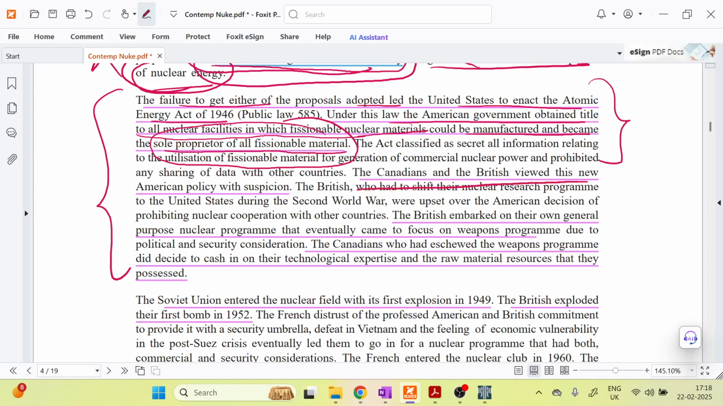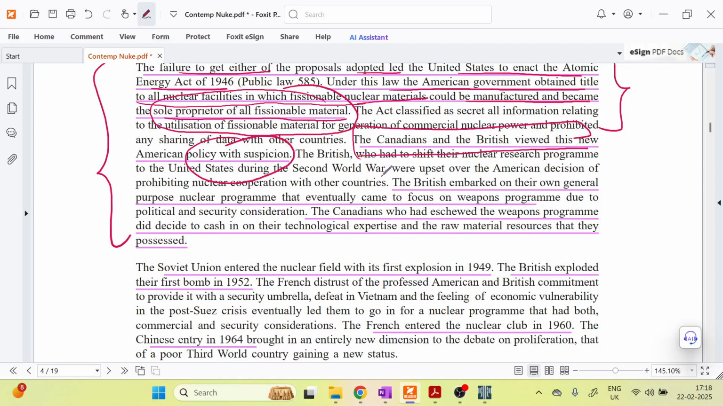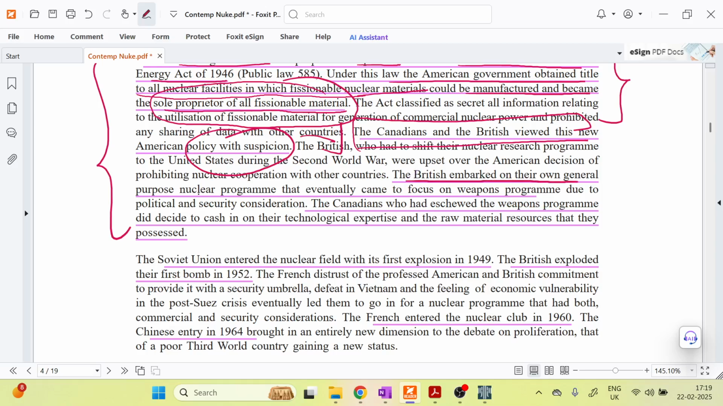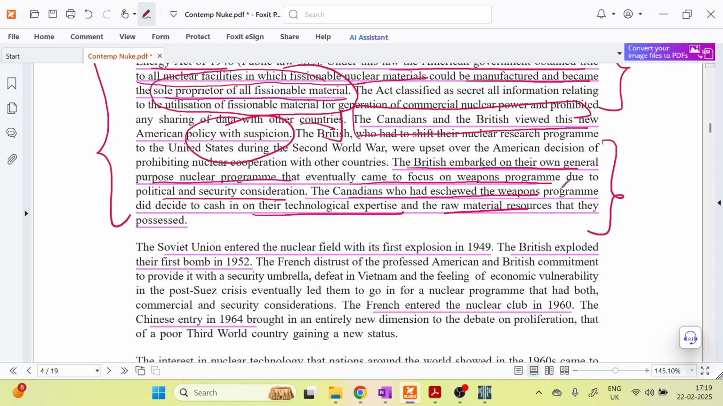So when the Canadians and British came to know about this policy, they became suspicious. After the passage of this act, the British embarked on their own general purpose nuclear program that eventually came to focus on a weapon program due to political and security considerations. And the Canadians, who had been silent till now, also acquired this technological expertise and raw material, and they also embarked on a nuclear program.